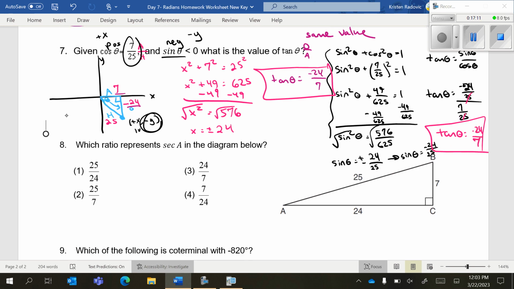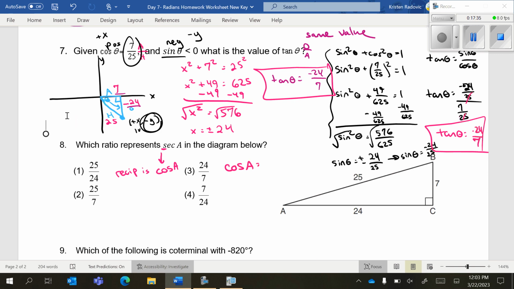In the next problem, they're asking you for secant. So the reciprocal of secant has to start with a C. If you're starting with an S, the reciprocal has a C. It's always opposite letters. So my reciprocal is cosine of angle A. So I'm going to find cosine of angle A first.